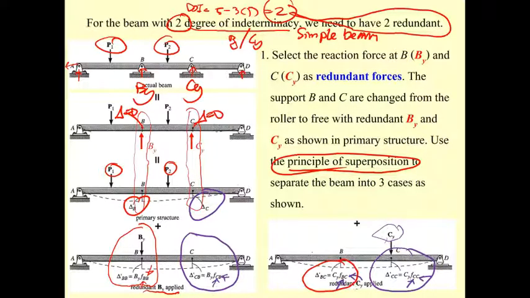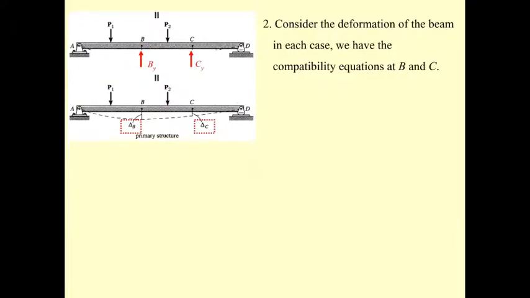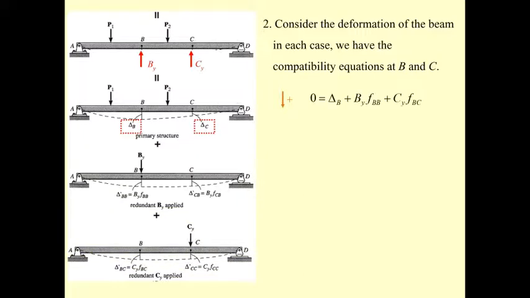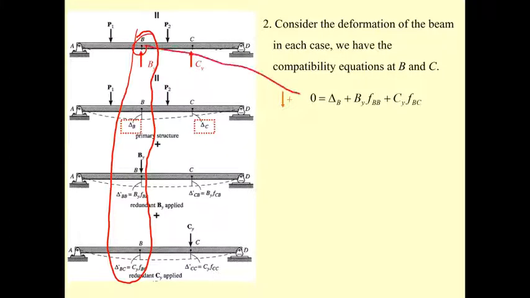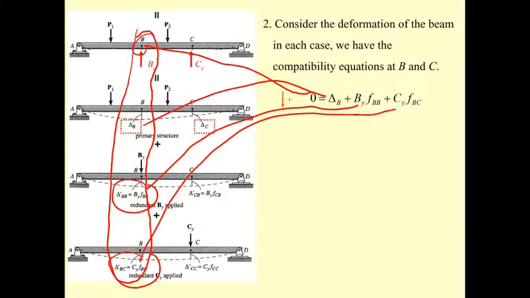And then we will have 2 sets of the compatibility condition. One is at B, another one is at C. Let me put this one at B. They are going to sum to each other. This is going to be 0. Okay, downward is positive, this one, and this one also downward is positive. And the other one we have.